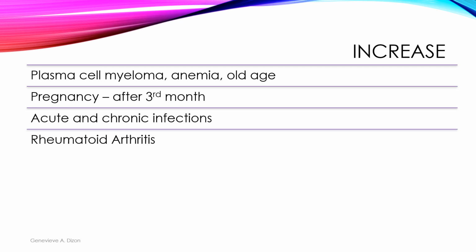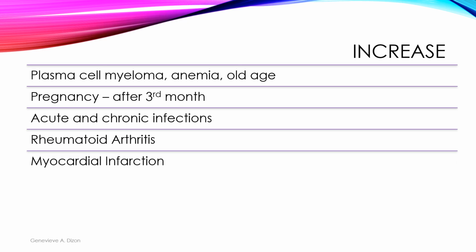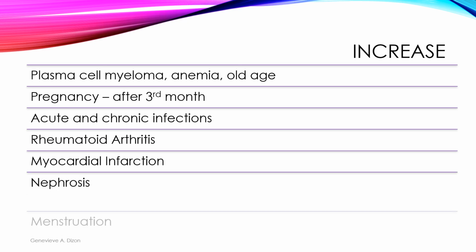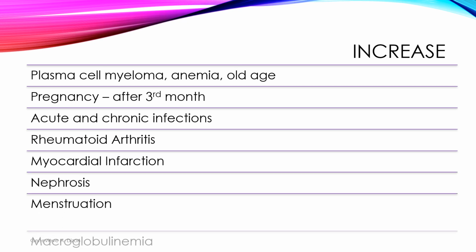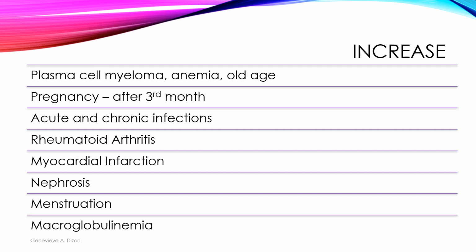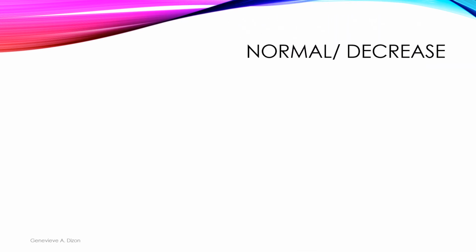Inflammatory processes like rheumatoid arthritis can cause increased ESR. Tissue damages like myocardial infarction and nephrosis can increase ESR. Also, menstruation and macroglobulinemia can increase ESR. The following conditions would cause a false decrease or a normal result.